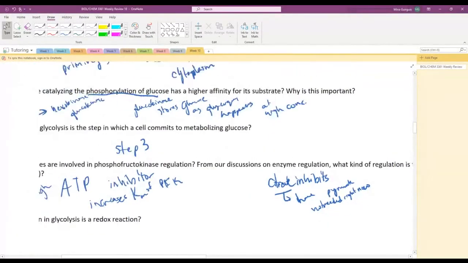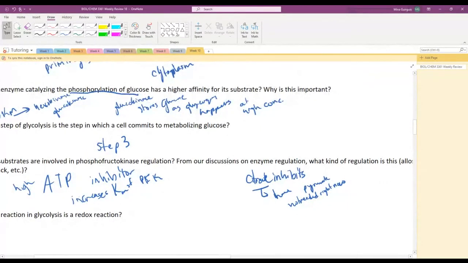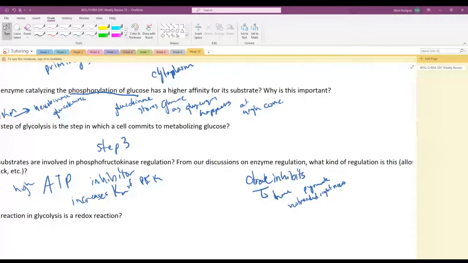In other words, we have a lot of energy that we can get, so we don't need any more right now. So citrate, which is going to be formed in future reactions, is going to come back and inhibit PFK, right? And there are a few others. In the liver, you have fructose 2,6-bisphosphate.